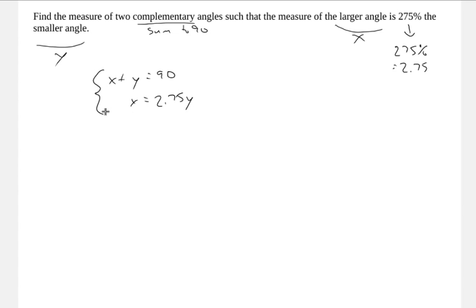To solve this system of equations, it looks like the substitution method is going to be the easiest because the second equation is already solved for x, so this value goes and becomes the value of x in the first equation. So we get 2.75y plus y equals 90. Combining like terms, I get 3.75y equals 90. And I need to pull out my calculator here.